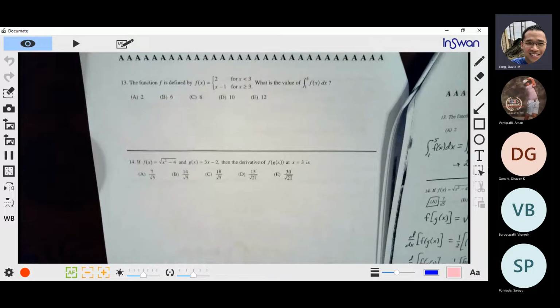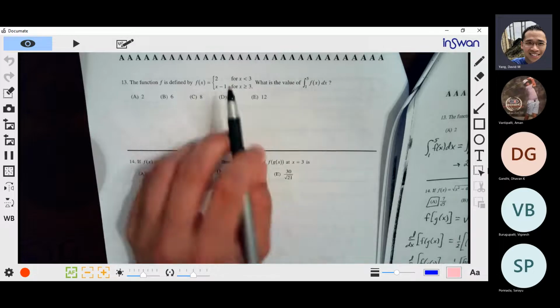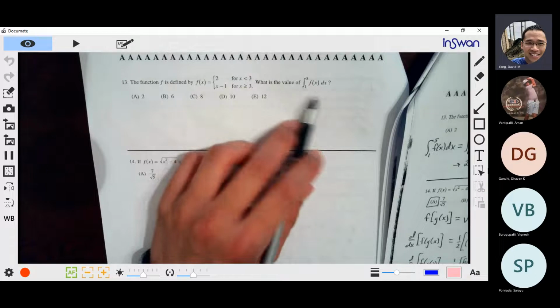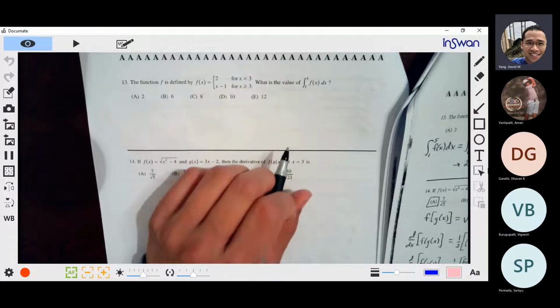Okay, number 13. Function f is defined by a piecewise function: y equals 2 to the left of 3, and y equals x minus 1 to the right of 3. What is the value of the full region under the graph of f of x between 1 and 5?